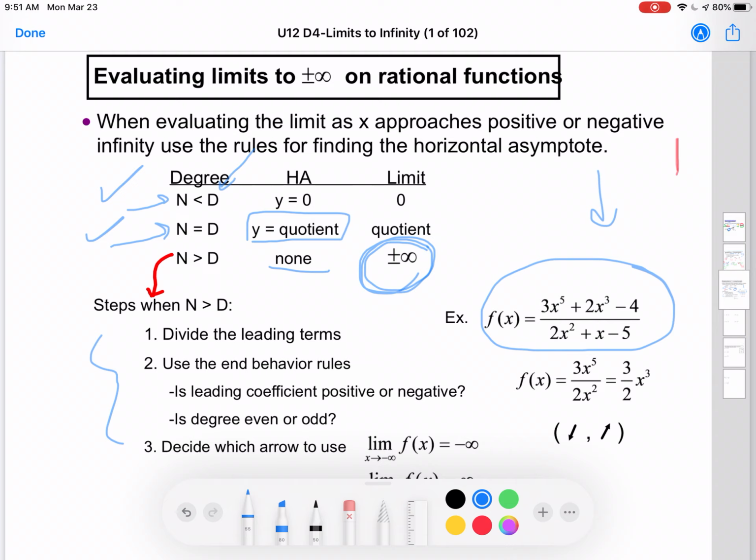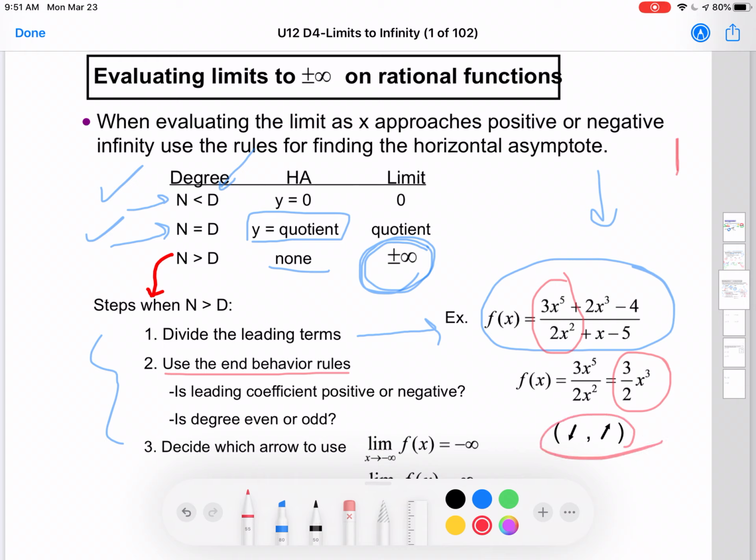All right, so dividing the lead coefficients. So first thing we're going to do is come on over here, and we're going to divide the leading coefficients. So if I divide them and simplify it, I get 3/2 x cubed. Now use your end behavior rules, which we just did before, and we can see that this is odd positive. Odd positive is going to be righties up.